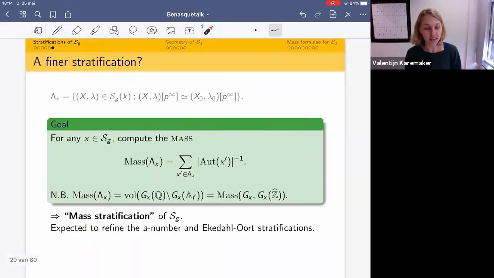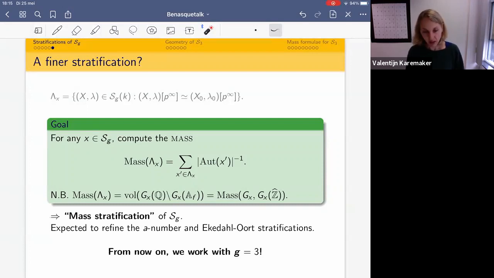All right, and so then we can ask, is there maybe something like a mass stratification of SG, which should mean that we identify regions on which the mass is constant. And we expect this to refine the A number and Eckert-Oort stratifications, because there you fix the p torsion up to isomorphism, and here we refine and fix the p divisible group up to isomorphism. So that is the ultimate goal. Now, from now on, I'm going to specialize to the case where g equals 3 and tell you what we've been able to do with that. We're currently working on g equals 4, but I will not touch upon that in this talk.